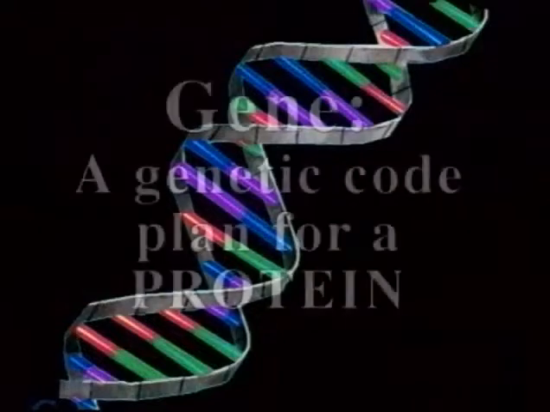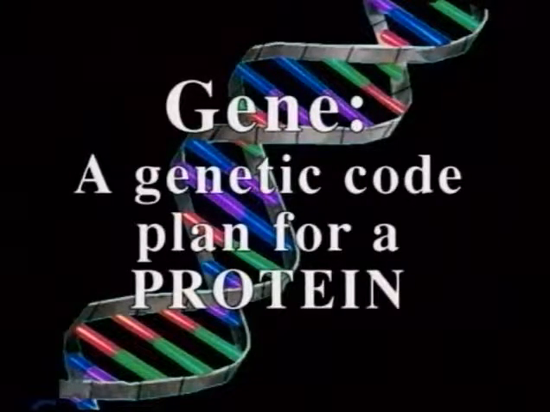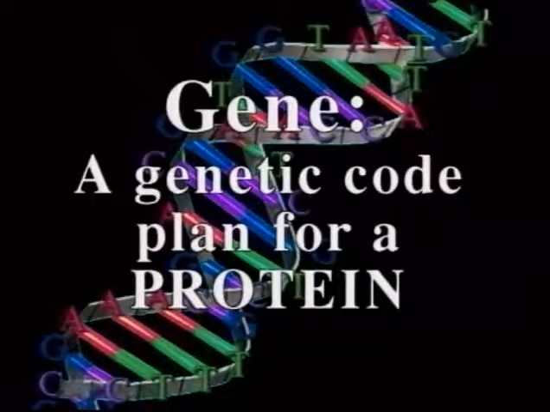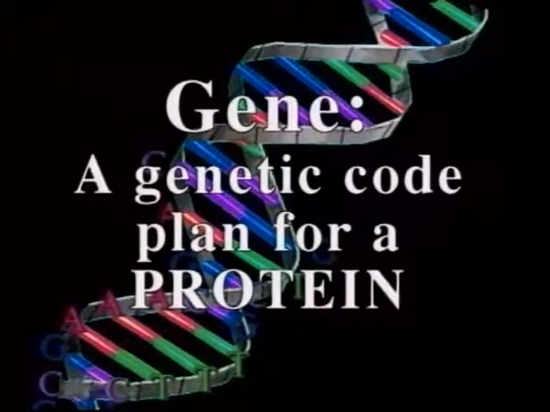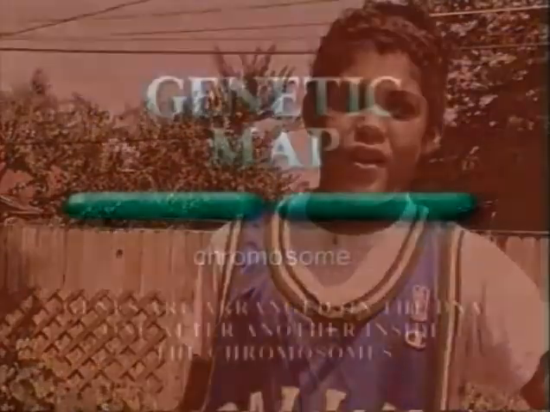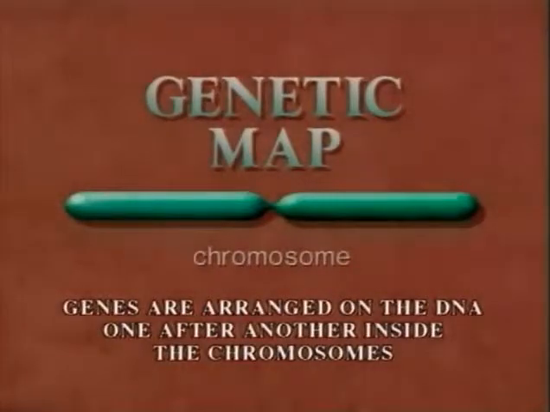Each set of genetic code plans for a protein is called a gene, and genes, through the proteins they make, help determine physical characteristics, such things as the color of skin, eyes, and hair. Genes are arranged on the DNA one after another inside the chromosomes.